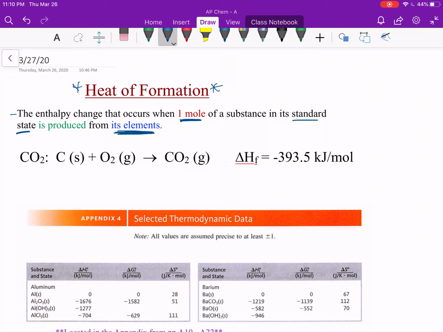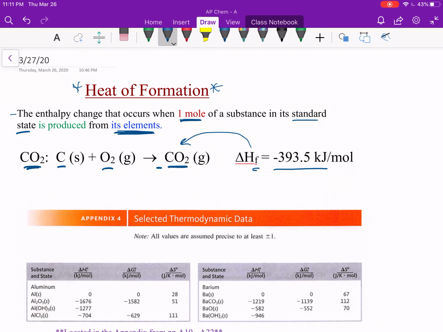A great example of a formation reaction is the formation reaction for CO2. We see that we have our elements as our reactants, carbon plus oxygen gas. Those are my elements, and then we're going to produce 1 mole of my product. The heat of formation is basically the enthalpy change that occurs for that reaction. We call it delta H, and that F tells me that's a formation reaction. And so this is the reaction.